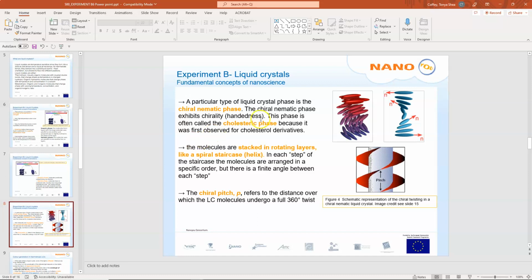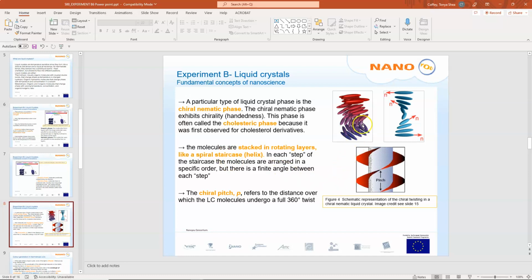Now, sometimes this phase is called the cholesteric phase because it was first observed for the cholesterol derivatives, like you're going to deal with today. You're going to be dealing with 3 different cholesterol compounds. So what happens in this phase is that they stack in these rotating layers, as is shown here in the picture, kind of like a spiral staircase. And then in each step of the staircase, the molecules are arranged in a specific order, but then there's an angle in between each step, as you can see.